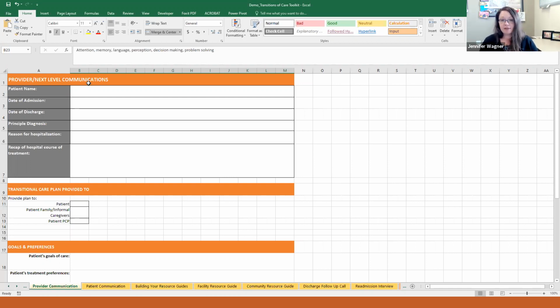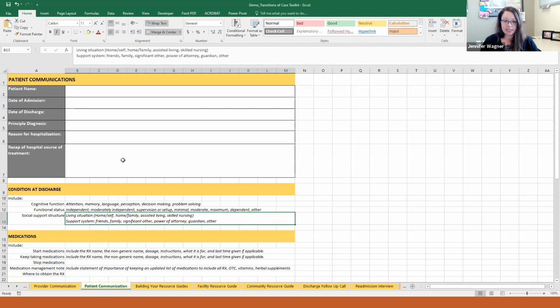The provider communications has those pieces that a provider needs, and is also informed by the conditions of participation, and same with patient communications. Again, these are just layouts and guides that can be done in a different format for the hospital, or can be entered into the EHR, whatever works for them.